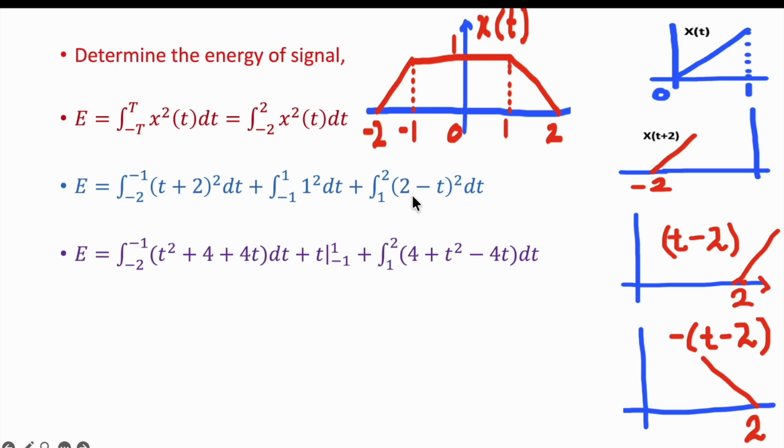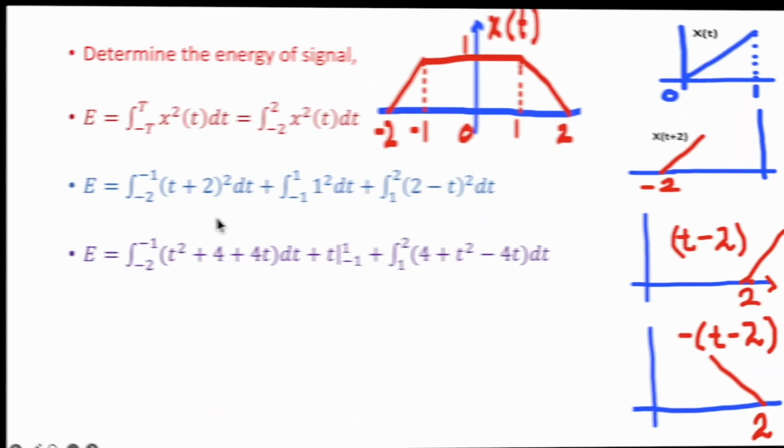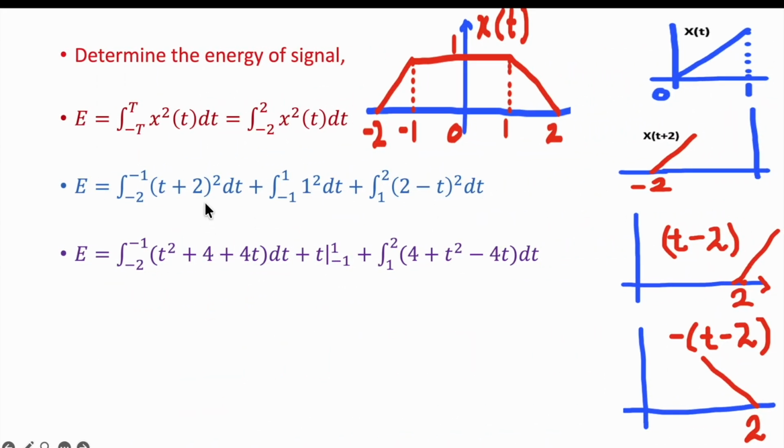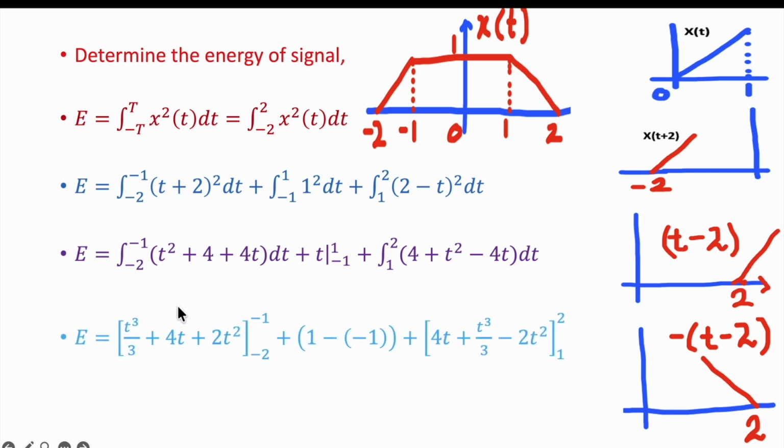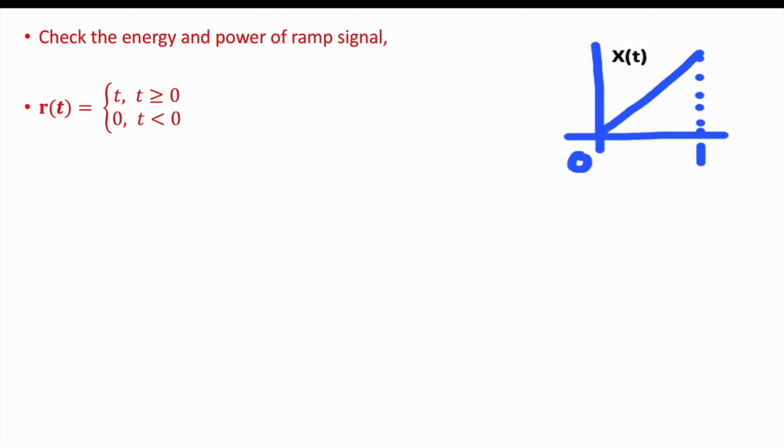You just need to simplify these equations using simple algebra, and then you will end up with the integral of all those equations with the given limits. If you insert all those limits, you will end up with the energy, which is equal to 8 by 3 joules. Another signal is the ramp signal, and you can check the energy and power of the ramp signal.